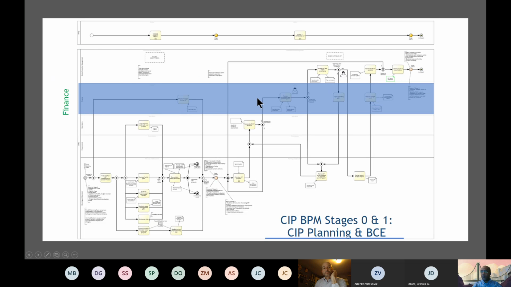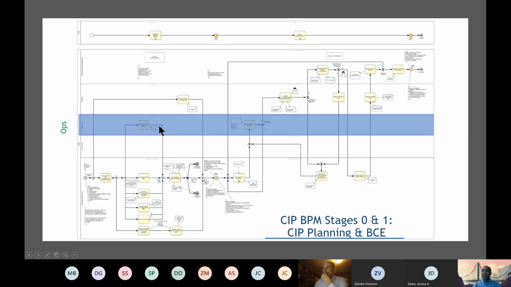Finance has its own responsibilities. One of them is, for example, setting fiscal targets for the 10-year or 5-year CIP. For each year, how much money can be spent, that is provided by the finance department. The next swim lane is operations. Operations are involved, for example, in this business process, in the definition of needs for the CIP, and also, when the CIP is prepared, they review it to make sure that their needs are properly reflected or not.